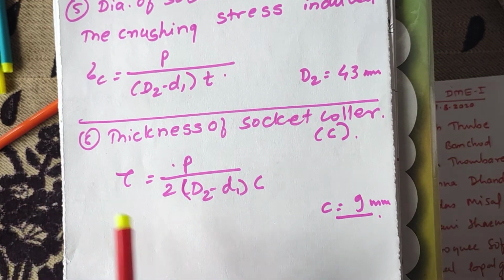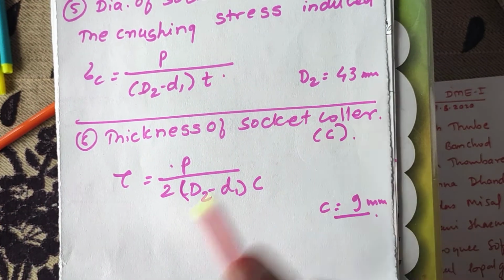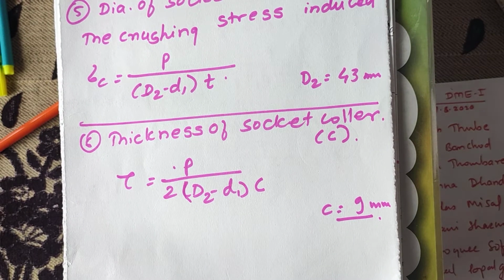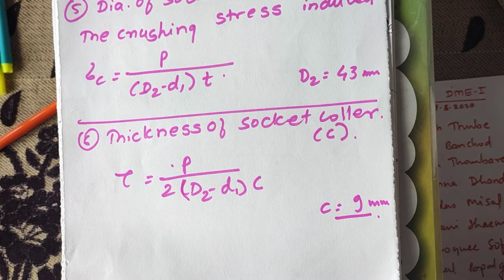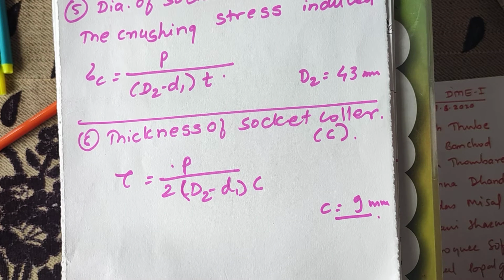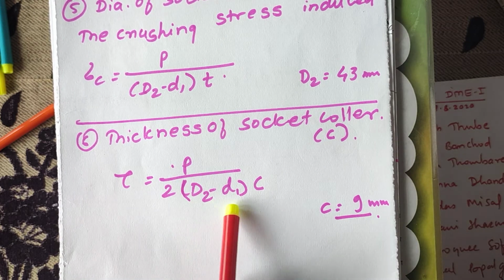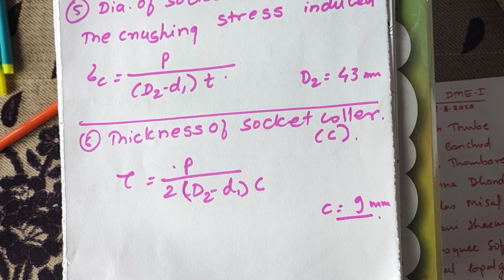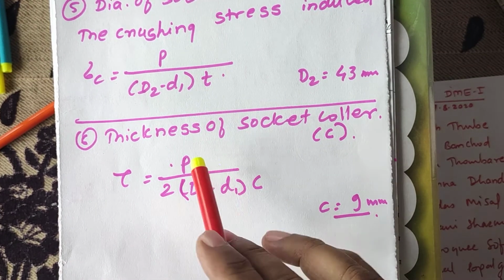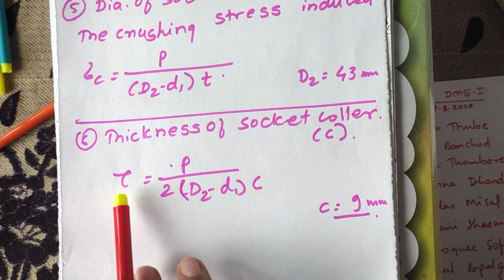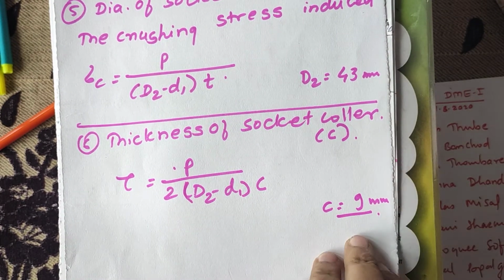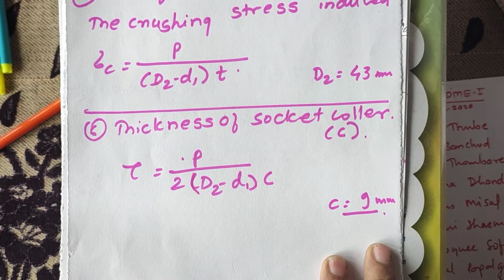Next one is the thickness of the socket collar, C. For this we will consider the direct shear, that is shear stress tau equal to P by 2 into capital D2 minus D1 into C. Here we will get the value of C because P is known, D2 is known, D1 is known, and tau is known. So we can find out C from this equation, equation number 6.